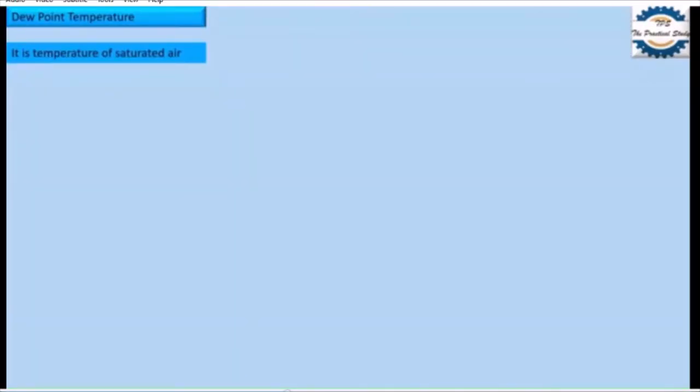Yes, dew point temperature. You know, dew point temperature is the temperature where the phase change occurs from the water vapor to the dew drops. So at that temperature, the temperature will be less than the dry bulb temperature and even the wet bulb temperature. So how is this fourth property, dew point temperature, identified from your chart? Let us see it.